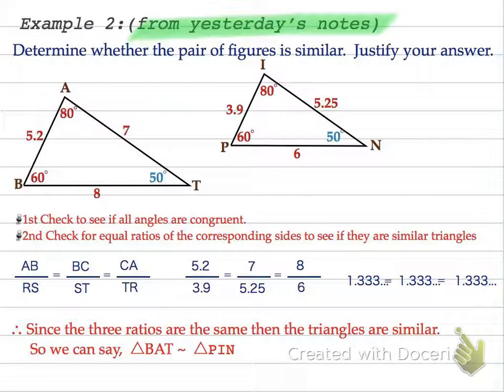This was also in the notes from yesterday. And here, the angles are congruent, so you still check to see if your angles are congruent first. Then you move on to checking the ratios. When you plug them into that handy-dandy calculator, the ratios come out to be the same. So we know that this is just a shrunk version of the bigger one. And here we have our similarity statement.